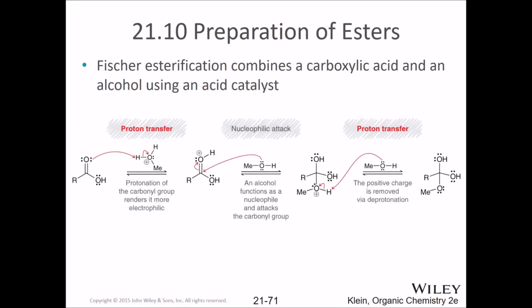All right, section 21.10, preparation of esters. So we've talked about several carboxylic acid derivatives up to this point, and now we're getting to look at esters, and then next will be amides. So this is going to look familiar, I hope. The first way we're going to learn to make an ester is take a carboxylic acid and treat it with methanol in the presence of acid.